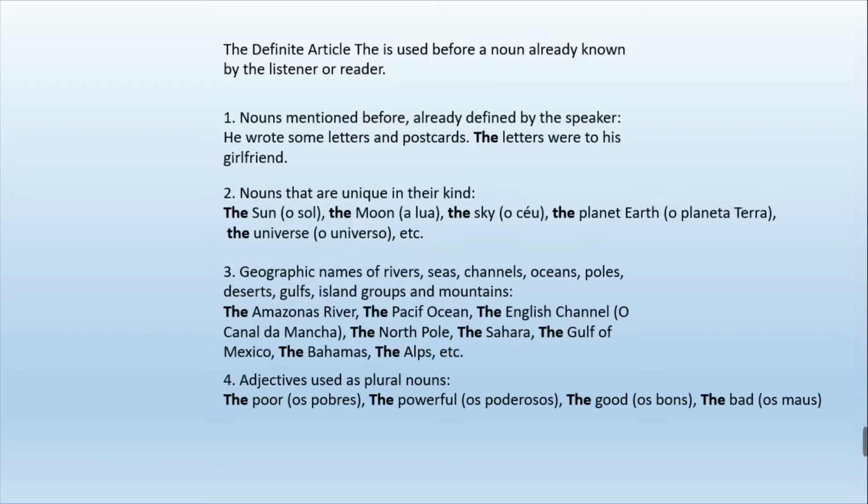Is this clear? I hope this is clear. Remember, you have to agree with the subject. So the verb must agree with the subject. In this case, the subject is they. All right? I hope this is clear.